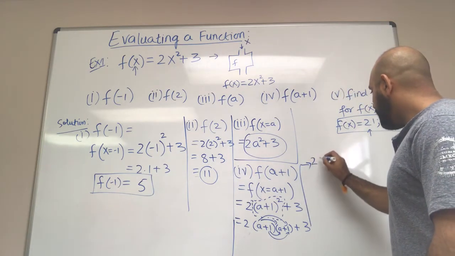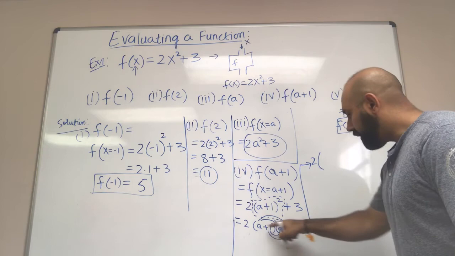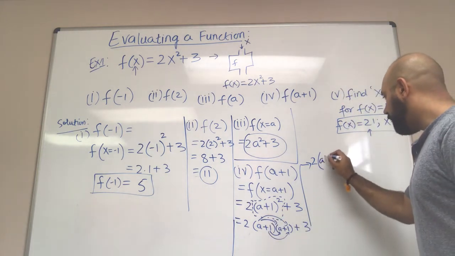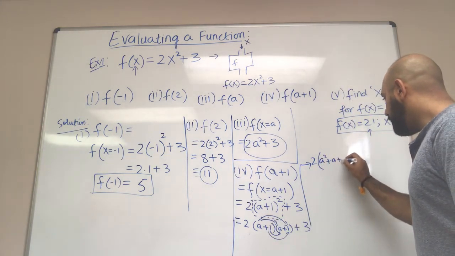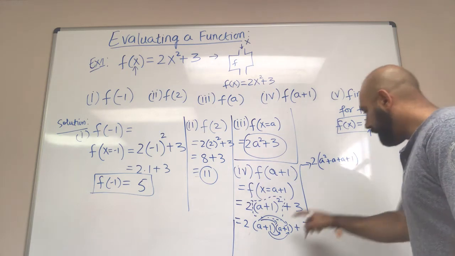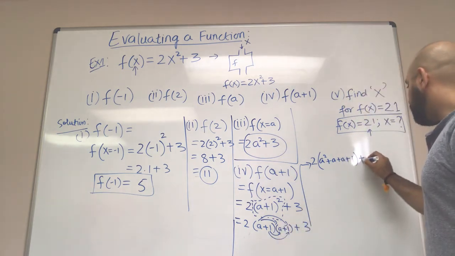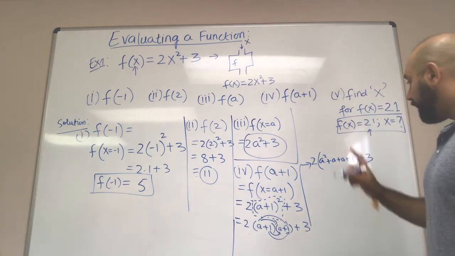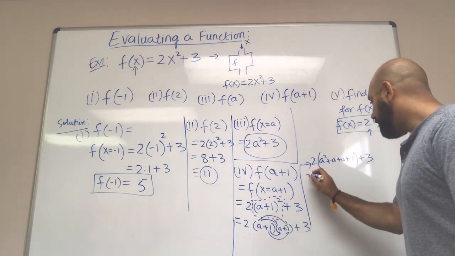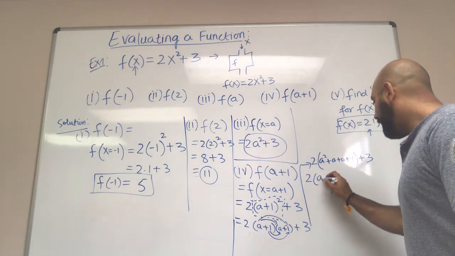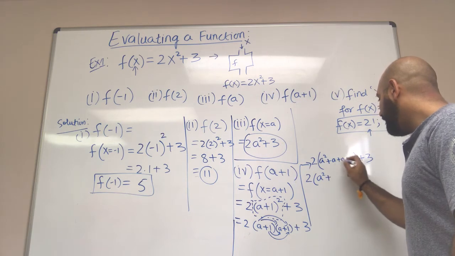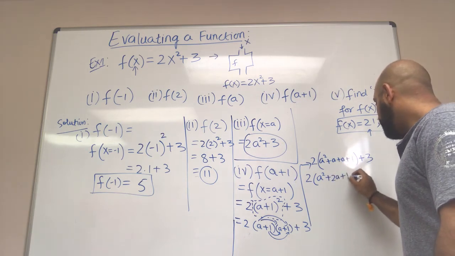So I'm going to leave that 2, and I'm going to start distributing. So it's going to be a squared plus a plus 1 times 1. At the end is 1, and then there's a plus 3. Okay, we can still simplify this. So I'm going to write 2 outside, and then I have a squared. A plus a, combining like terms, is 2a plus 1 plus 3.